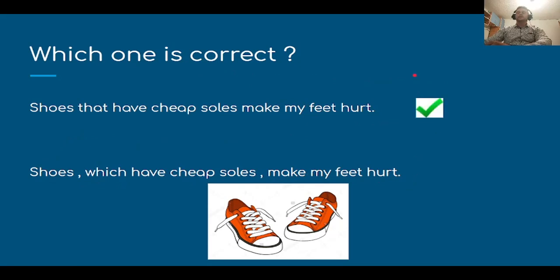The first sentence is correct, and the second cannot be used in this case. Why? It says, shoes that have cheap soles make my feet hurt. This means that only shoes with cheap soles make my feet hurt, not all the shoes in the world. So, only the shoes that have cheap soles make my feet hurt. We use defining because not all the shoes in the world will make your feet hurt, and not all of them have cheap soles. So that's basically the point here.